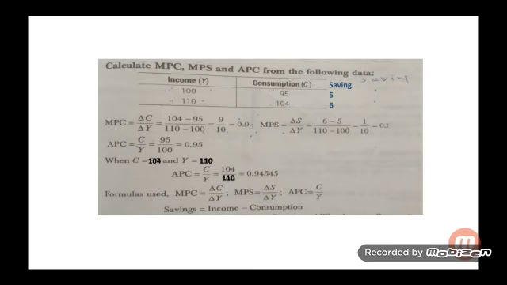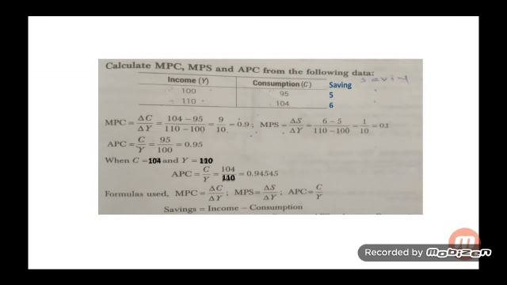This is the second question: calculate MPC, MPS and APC from the following data. Here you have to calculate, beta, MPC, marginal propensity to consume, marginal propensity to save and average propensity to consume. In the question they have given you income and consumption, and to calculate MPS we need savings also.